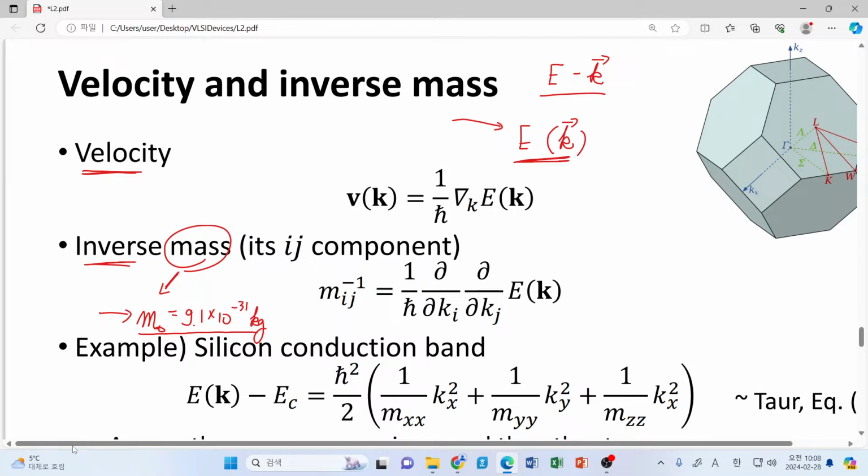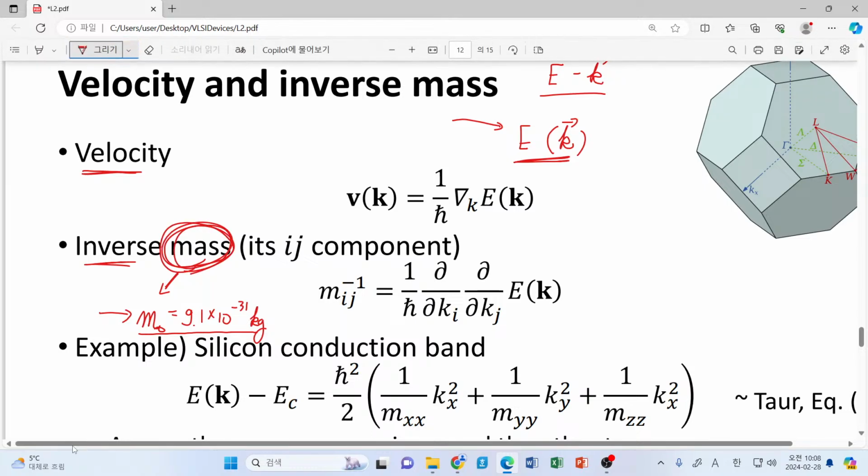So quite similarly, an electron inside a crystal system is not a free electron. They are heavily affected by the environment, so we can expect a different mass. And let's go to the velocity.